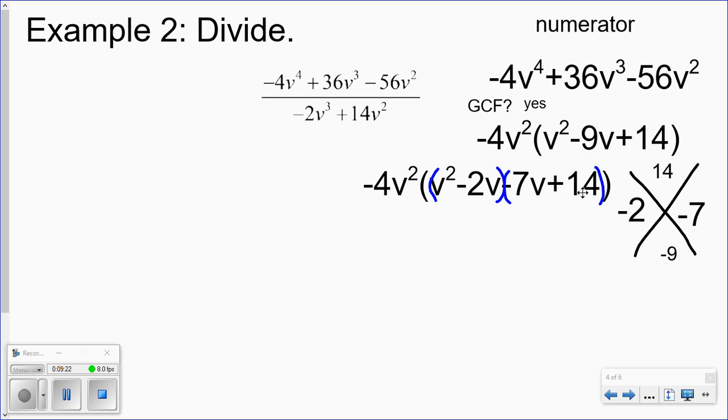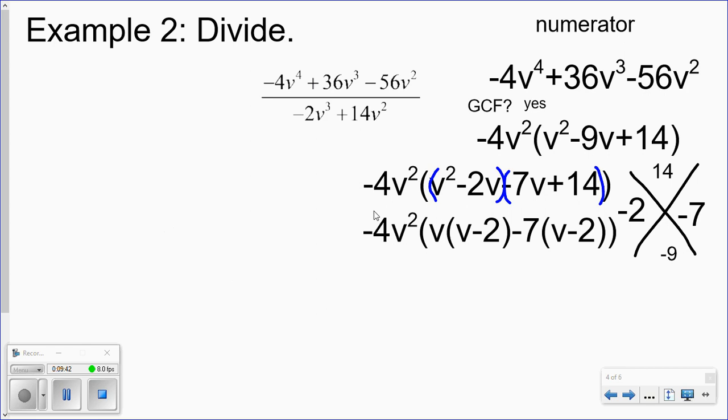The second two are both divisible by 7, but because this one was a negative in the front, I'm going to divide by -7. I'm going to factor out a -7. So I factor out a -7. If I divide this by -7, I'm left with v. If I divide 14 by -7, I'm left with -2.